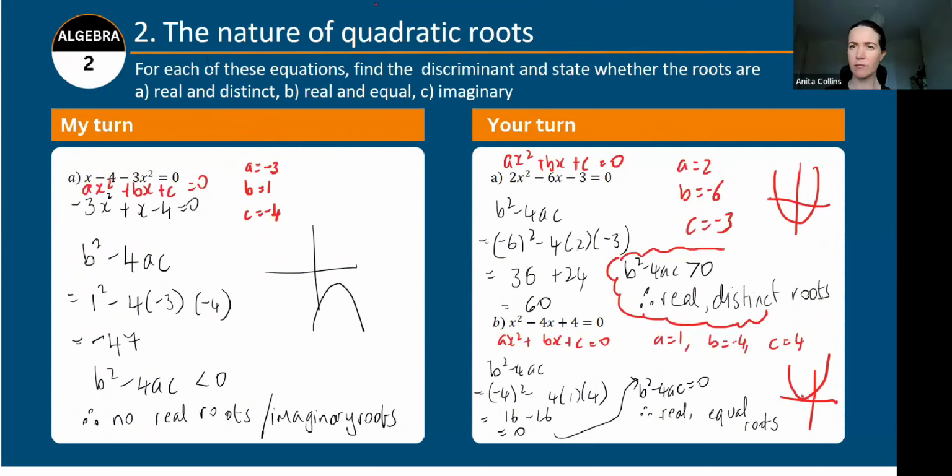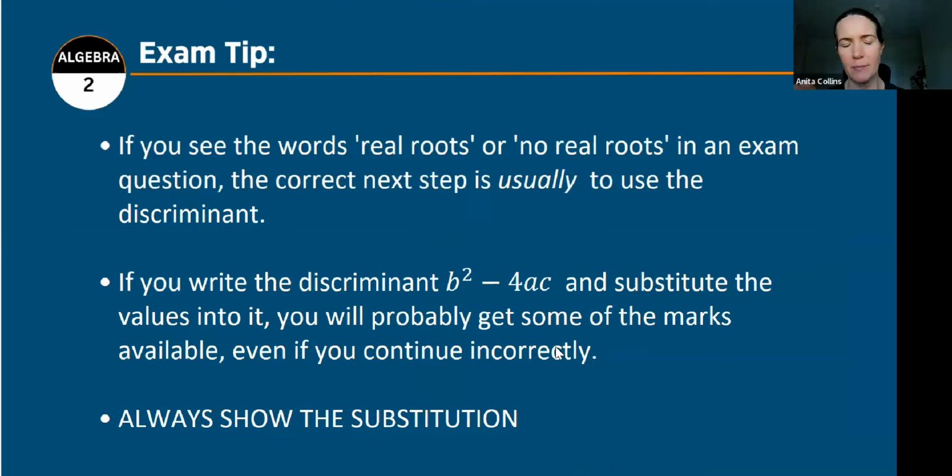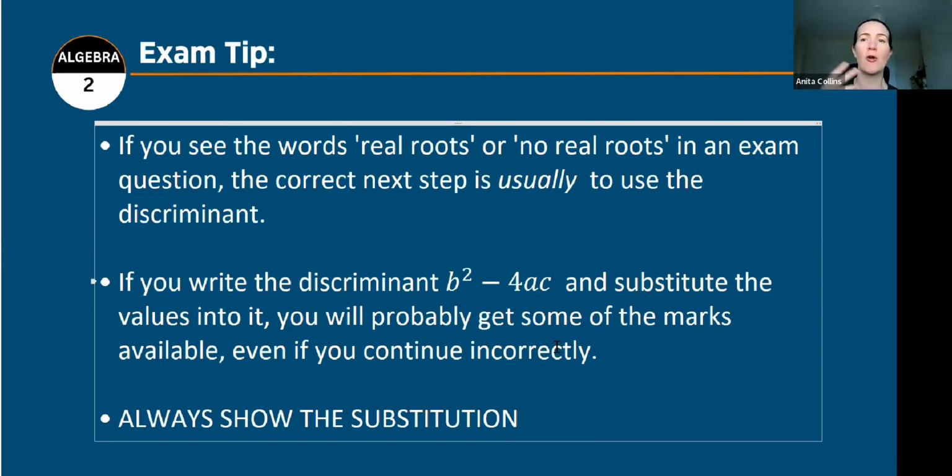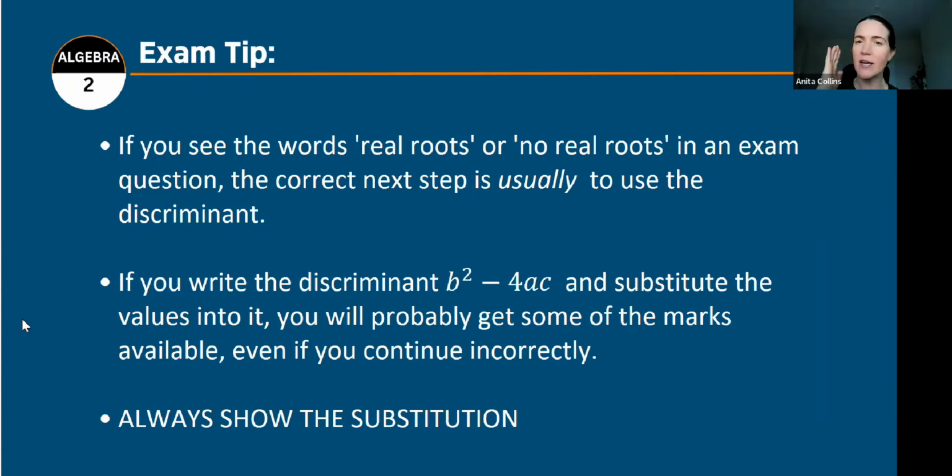Okay, now, this is a tip, and it's to do with method selection. Method selection is knowing which technique to use in different situations when you're not specifically told what to do. You will rarely, in fact, I think you will never see the word discriminant in an exam. They will say words like real roots, no real roots, and you have to know that when you see those words, it's the discriminant. That's the method selection, linking those words, real roots or no real roots or imaginary roots, in your head to the discriminant.